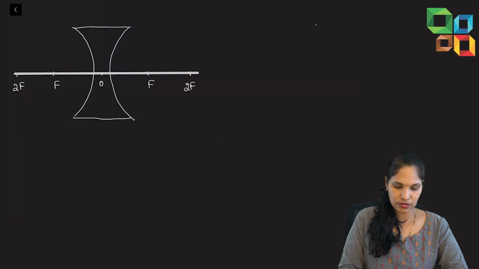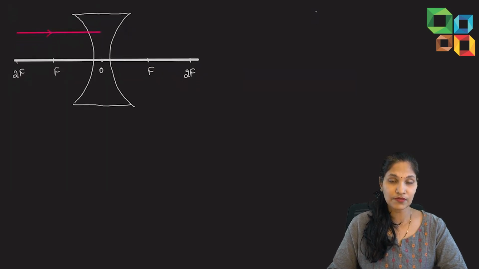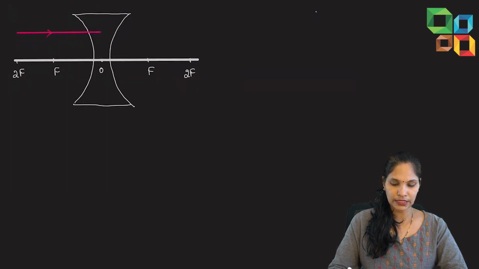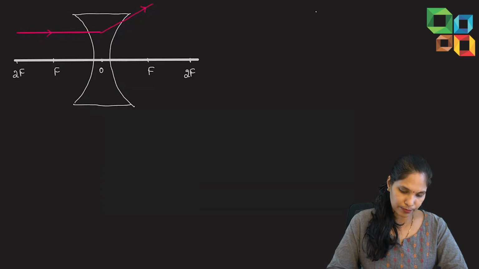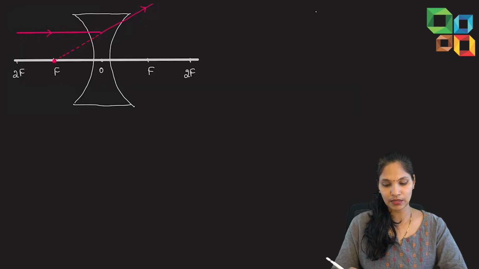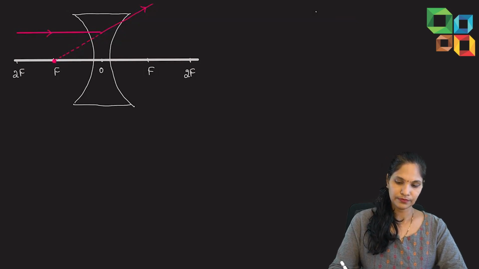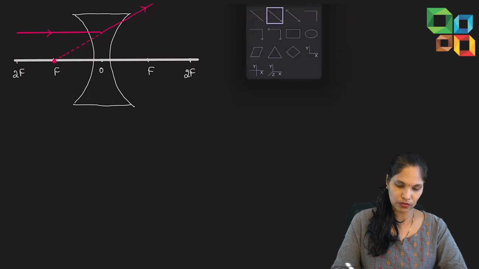First one: a ray which comes parallel to the principal axis. Now what will happen to this? It should pass through the focus if it was convex. But this is concave, right? It is diverging type, so the ray will diverge like this. But if you extend it back, you will find that the ray seems to come from a point, and that point is nothing but the principal focus. So in the concave case, the focus is on the same side as the object. If you want, we can have an object also over here.